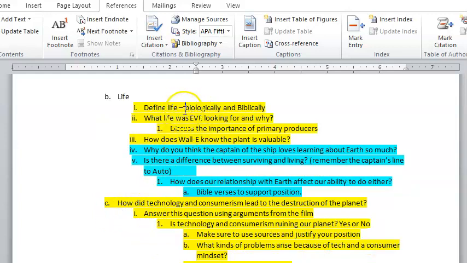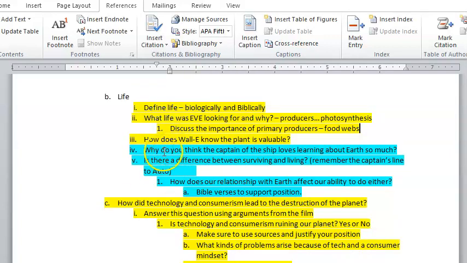And then the next paragraph should deal with life. I want you to define life biologically and biblically. If you look that up, give credit where credit is due. What life was Eve looking for and why? So this is huge, right? We should be talking about producers here and photosynthesis here. Those are great topics to talk about right there. And discuss the importance of primary producers. We're thinking about food webs possibly here. So how does WALL-E know that the plant is valuable? I mean, there's something about him that knows when he sees the plant, it's different, it's unique.